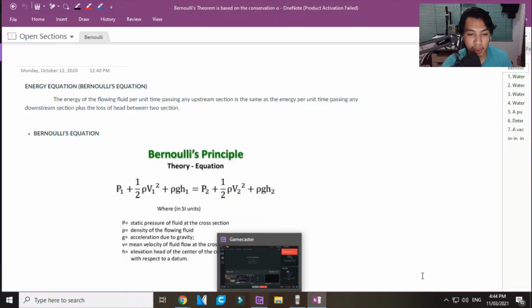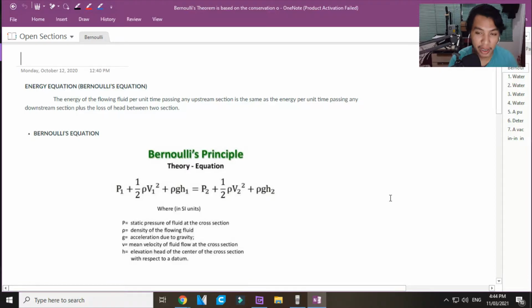Okay, so our topic for today will be the final part ng inyong fluid mechanics. This is the Bernoulli Principle. Okay? The Bernoulli Principle. Dito natin ginagamit yung naituro ko sa inyo na continuity equation. Yung mass flow in is equal to mass flow out.